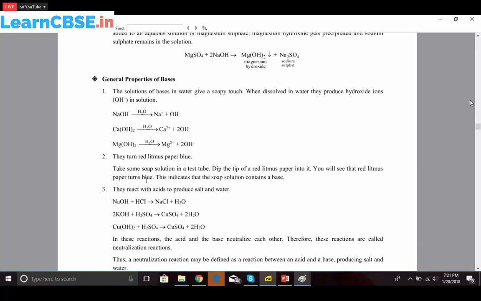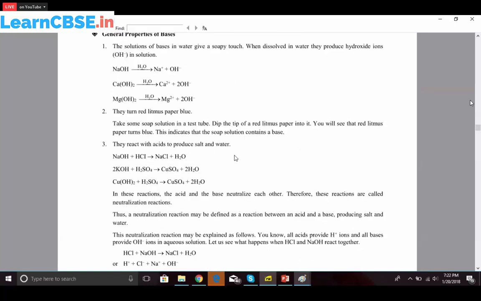They always turn red litmus paper blue. If you want to find out whether something is a base or not, use red litmus paper. If it turns blue, then it is a base. This is just the opposite of acids: for acids, we use blue litmus, which turns red.